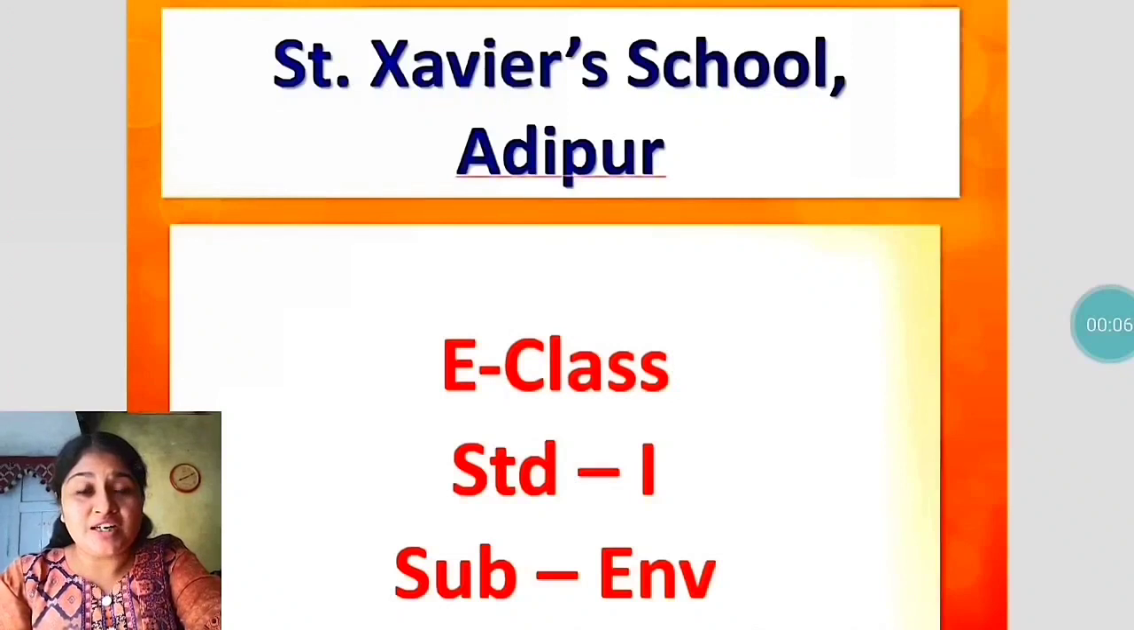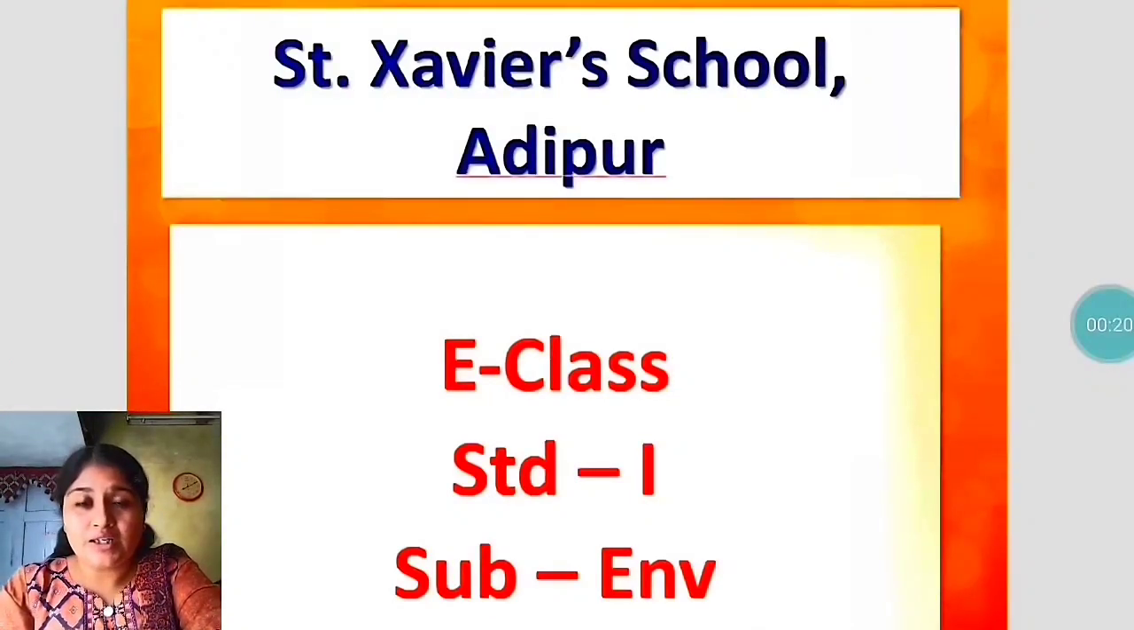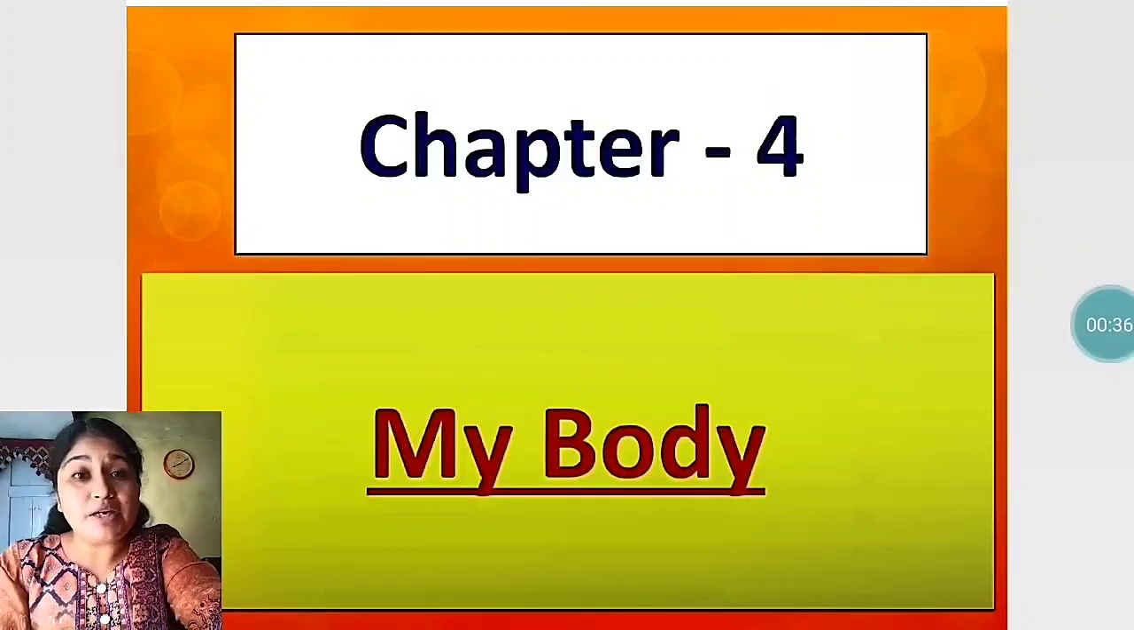Today we are going to start our class with the subject ENV of Standard 1. We are going to start with chapter number 4. So, our chapter 4 is My Body. Students, our human body has many different parts. Each different part has its own functions. Together, these body parts work like a machine. So, in this chapter, we are going to learn about different body parts in detail.